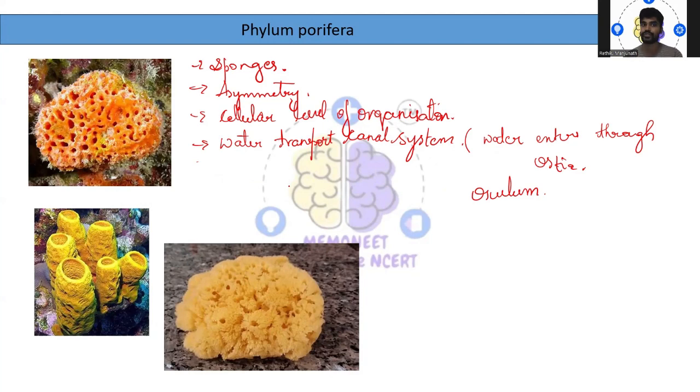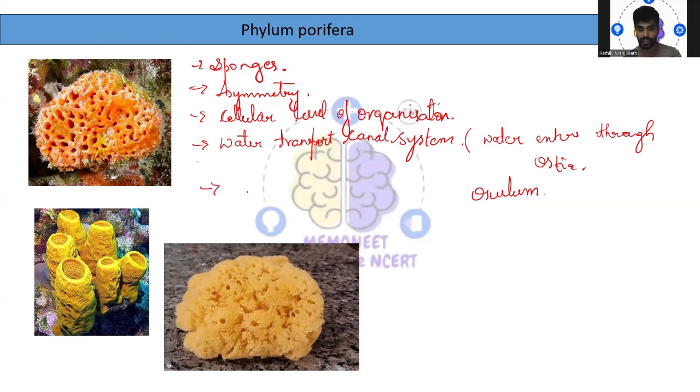With the water current, even some organisms or food particles will be carried, right? That means water will be carrying food, and also whatever the waste is, it is being excreted out with the water itself. So this is the removal of water. Then there will be an exchange of water also.